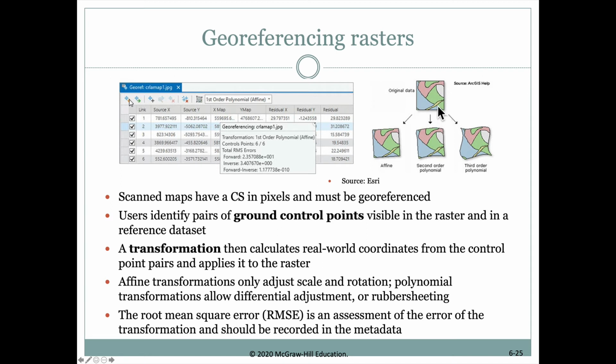So for example, you might know exactly where this point is, and this point, and this point, and that point, and that point. And you take all of those together, and you do a sort of transformation on it where it's warped in space to put it in its proper geographic coordinates.